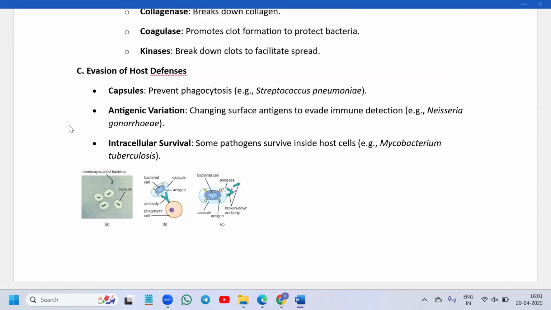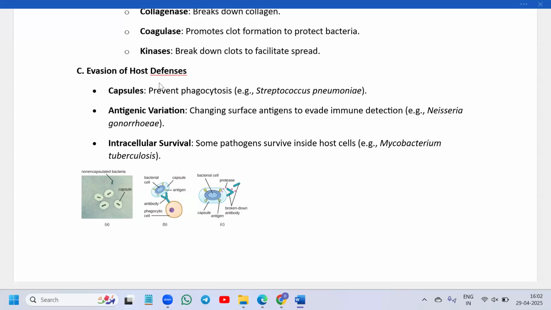Initially, when a bacteria enters your body, your immune system will start attacking, right? Your immune cells are going to attack the bacteria. But some bacteria have structures which can protect them from the body's immune system. So how does it do that? That is what is evasion of host defenses.